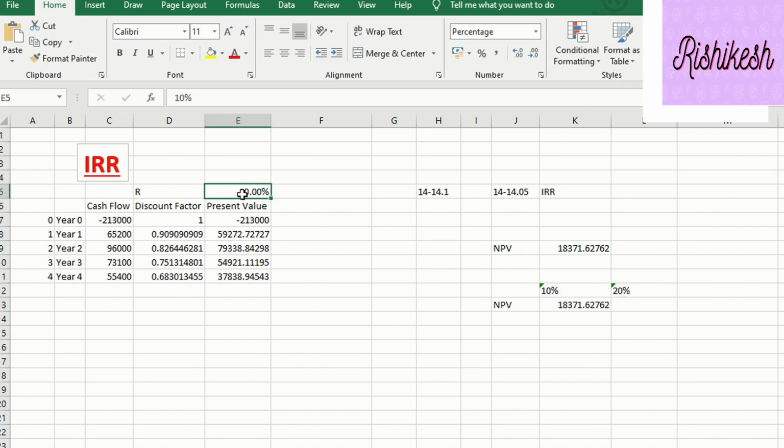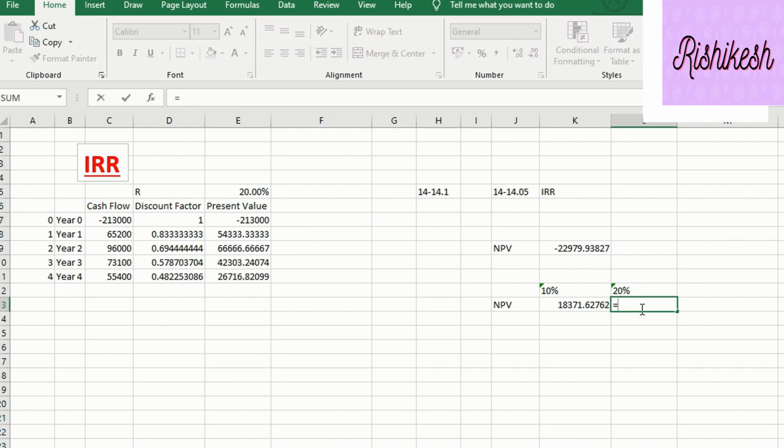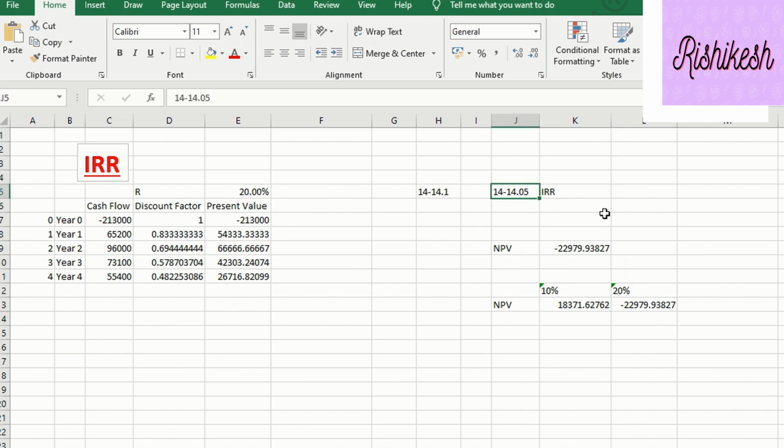So let me find the NPV at 20% as well. This comes out to be minus 22979.93827. Now, since I know that NPV at 10% is positive and NPV at 20% is negative, this means that the IRR is going to lie between 10% to 20%. This is a rough range that I got. But I don't want to experiment with so many numbers, right? Likewise, in this case, it is pretty close, right?